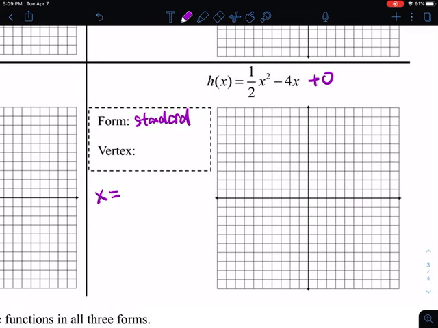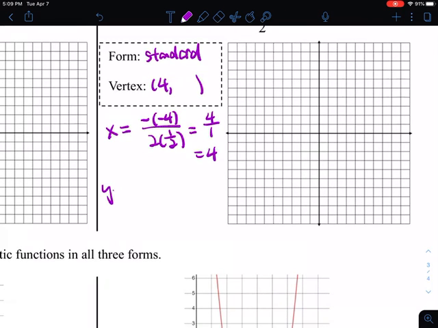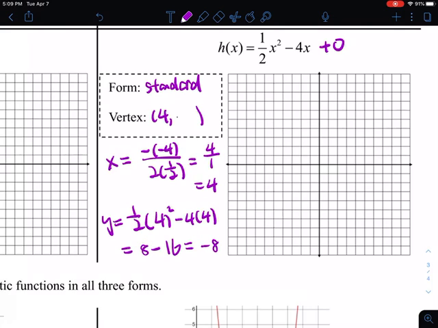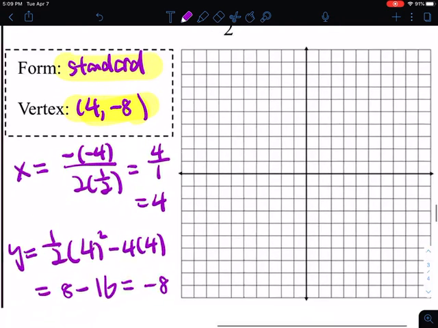And then again, my vertex x value is negative b over 2a. My b in this case is negative 4. My a is a half. So that's positive 4 over 1, which is just 4. That gives me my x value. And then my y value I can find by plugging into the equation. So I get 1/2 times 4 squared minus 4 times 4. A half times 16 is 8, minus 16 is negative 8. And there's my vertex, (4, -8).